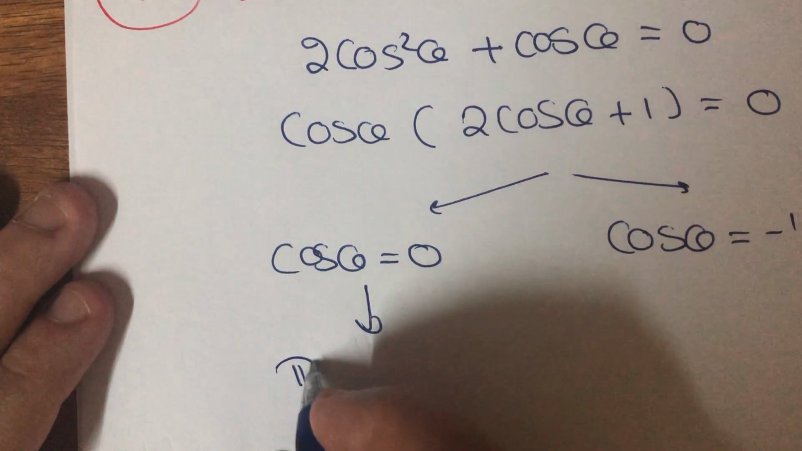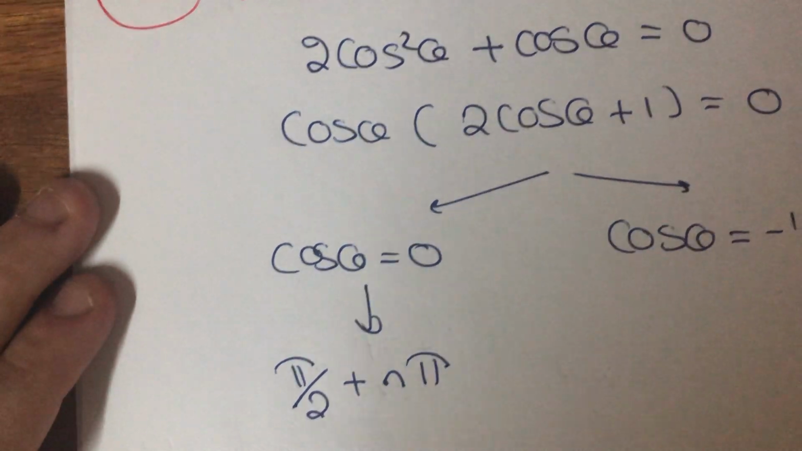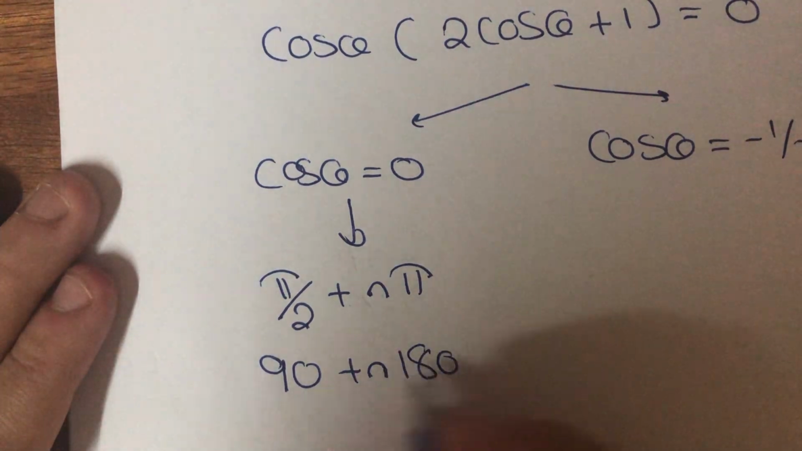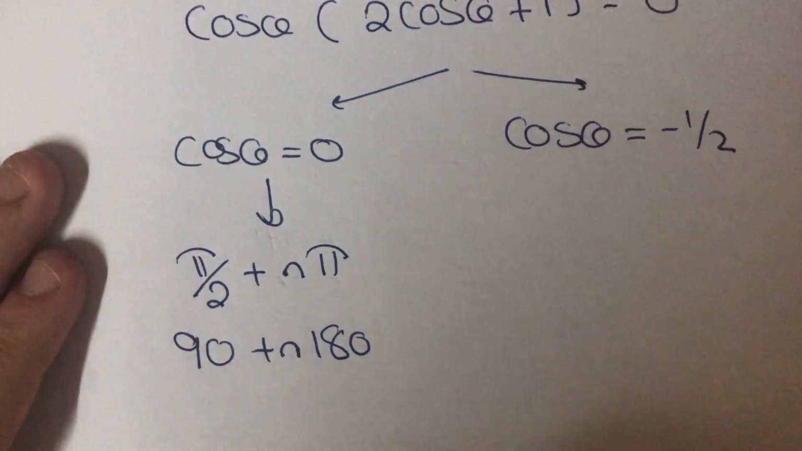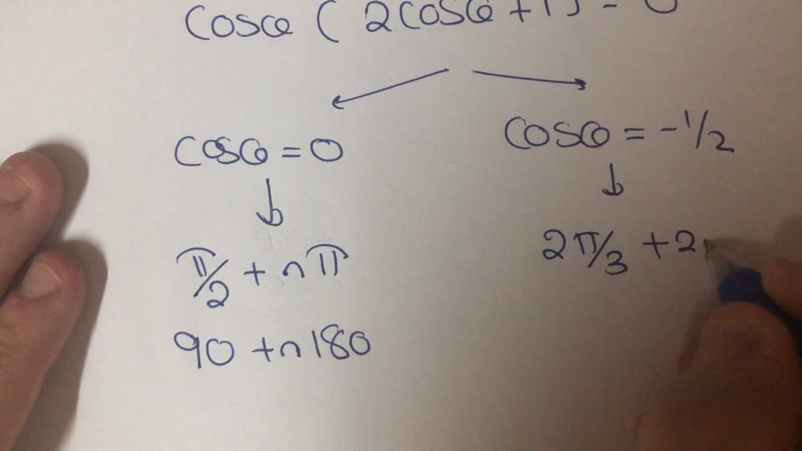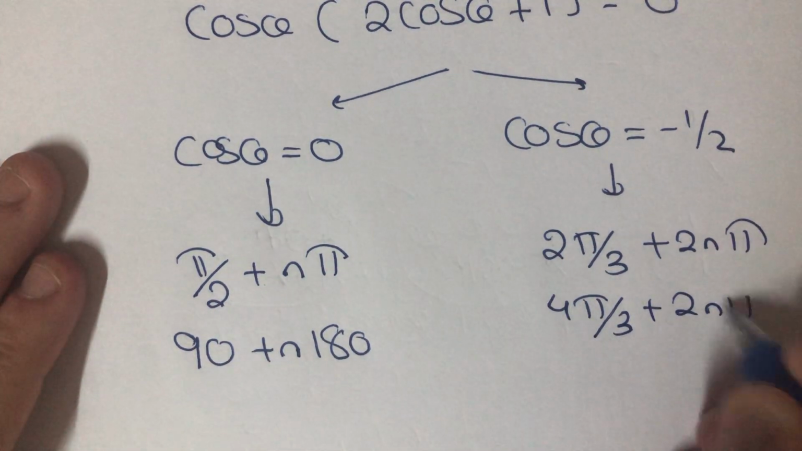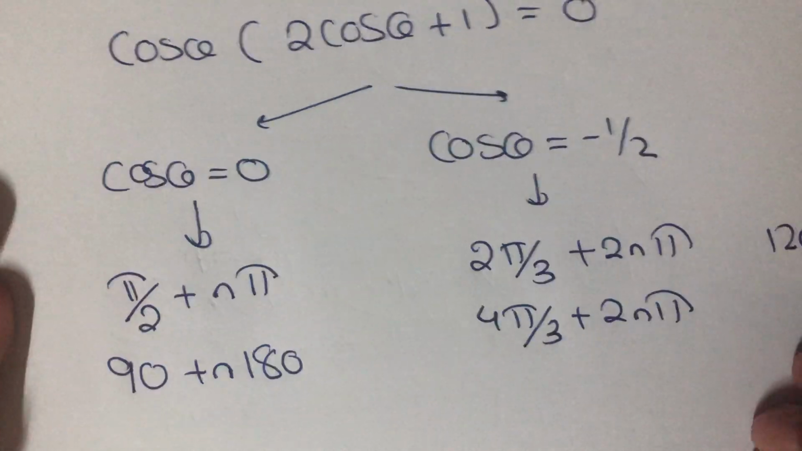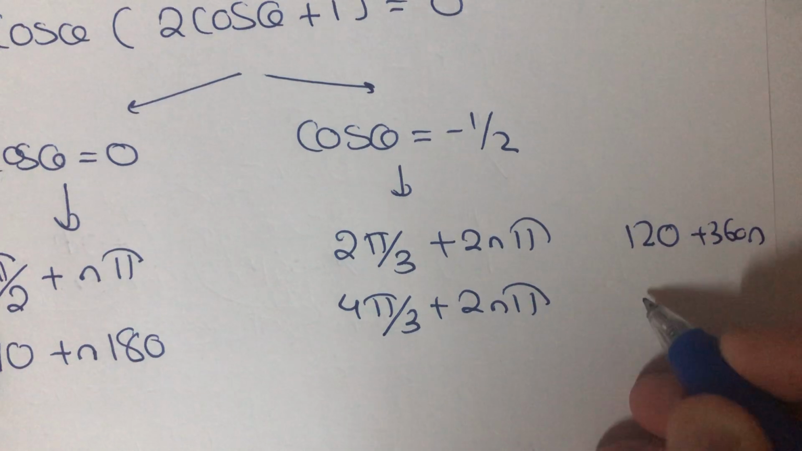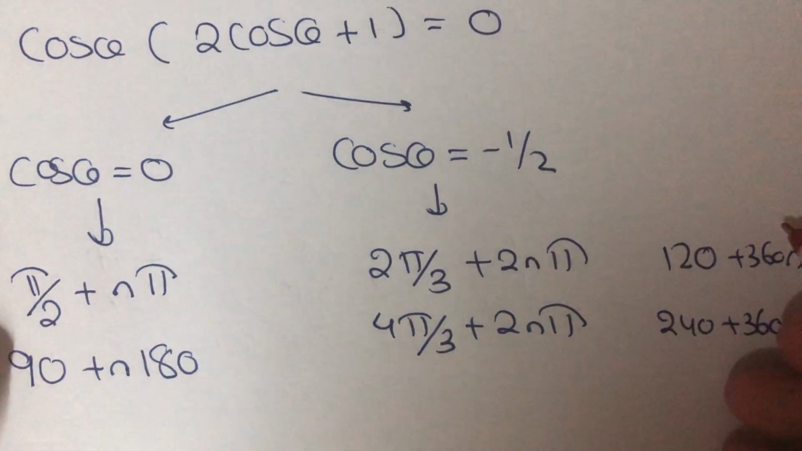Cosine theta equals 0, again up, pi over 2 plus n pi because it's up and down, or 90 plus n times 180, actually 180n. And cosine theta is equal to negative half at 2 pi over 3 plus 2n pi, or 4 pi over 3 plus 2n pi. In degrees, they are 120 plus 360n, and this one is 240 plus 360n.